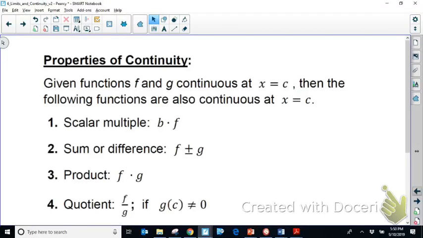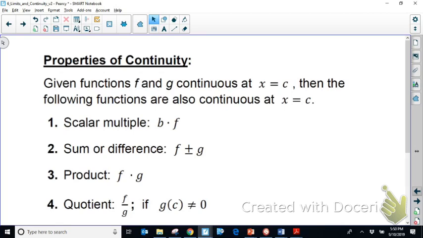Hey there, and welcome to part 3 of a series of videos I'm making on limits and continuity. So far we've discussed the definition of continuity and how we define continuity for a function. We've looked at some properties of continuity and how to tell when something is going to be continuous along an interval and the different types of discontinuities that we could encounter.